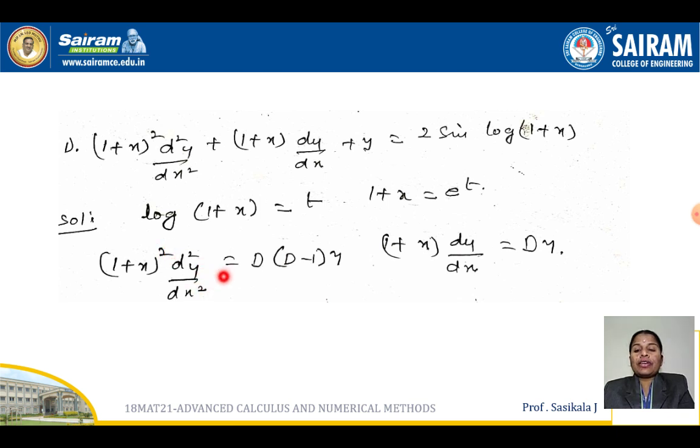As per the general term, I suppose to take a squared. So a value is 1 here. So we'll get d into d minus 1 into y. Similarly, x plus 1 into dy by dx is a into dy. A value is 1 here again, so we'll get only dy.